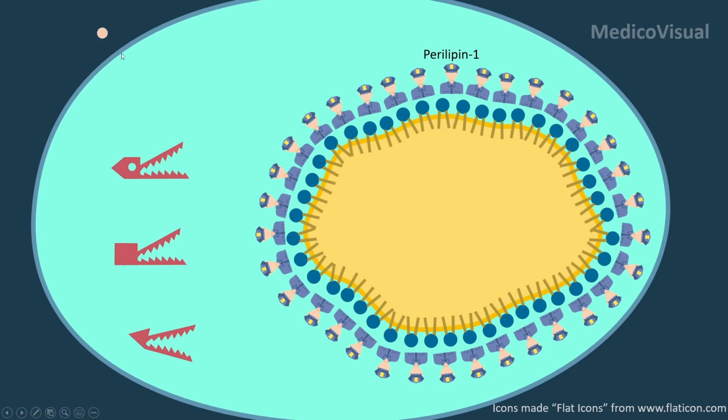Now, catecholamines, of course, cannot go inside the cell, so they will bind to their G protein coupled receptors, and through a multi-step pathway, they will wake up and activate their friend inside the cell. What is the name of their friend? That is called protein kinase A.